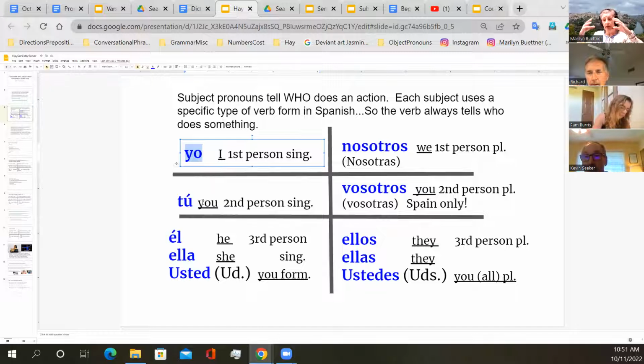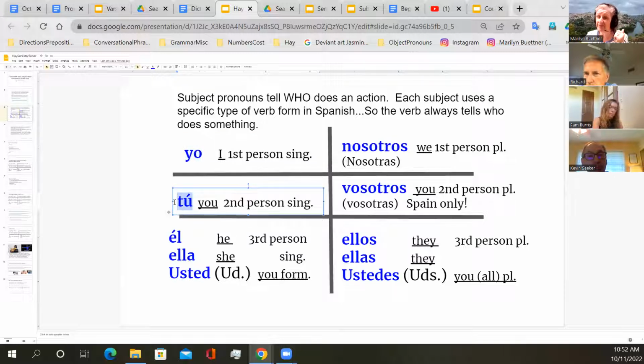Okay. So a special form will be created for each one of these human beings, depending on who we're talking about. Yo will always get a special verb. Yo means I. It is not capitalized unless it's the first word of a sentence. Okay. And sometimes they don't even bother to say it, but it's important to know that a specific verb form will match up with yo, and only with that idea of yo.